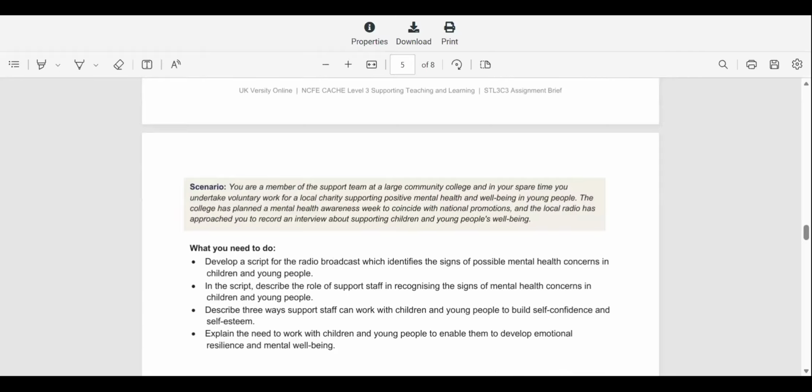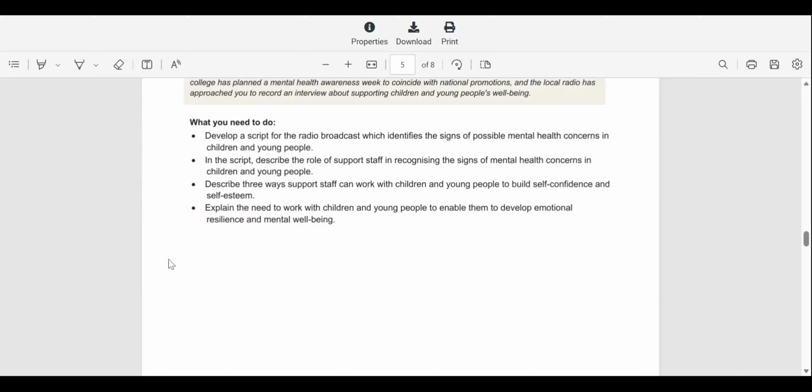In the script, you need to describe the role of support staff in recognizing the signs of mental health concerns in young people and children. You need to describe 3 ways in which support staff can work with young people to build confidence and self-esteem. And you need to explain the need to work with young people and children to enable them to develop emotional resilience and mental health. For this, you need to look at learning outcome 5.